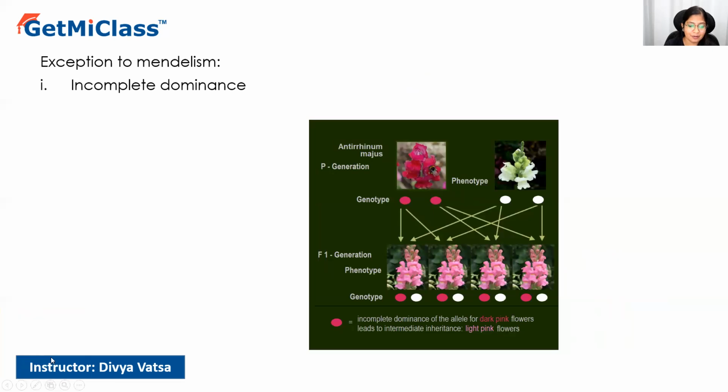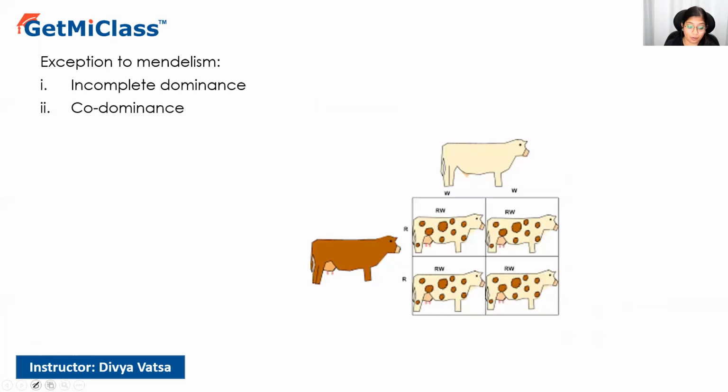Now moving on to another exception to Mendelism, which is co-dominance. In incomplete dominance, both were trying to express, and they were not able to express themselves very nicely. In co-dominance, both are expressing very well. They are not blending, unlike incomplete dominance.